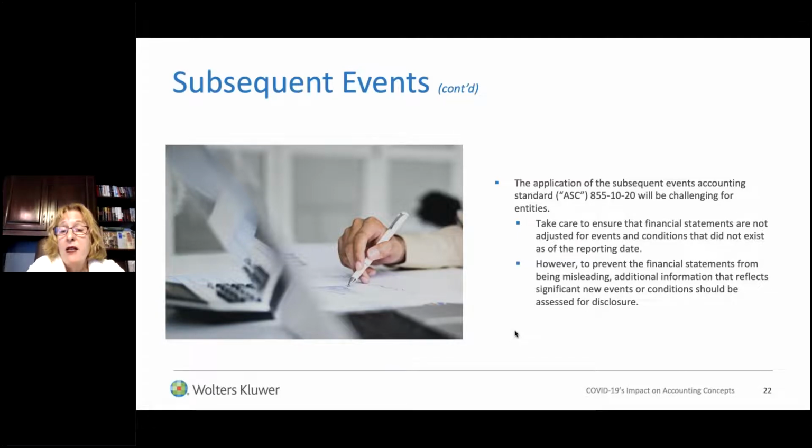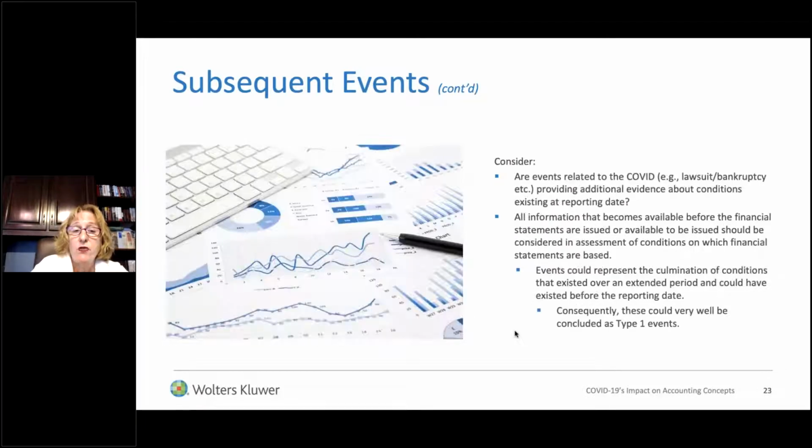However, to prevent financial statements from being misleading, you may need additional information that reflects significant or new events or conditions that should be assessed for disclosure. So consider things like, are events related to COVID-19? Maybe you have some lawsuits or bankruptcy issues. Are they providing additional evidence about conditions that actually existed at the reporting date?